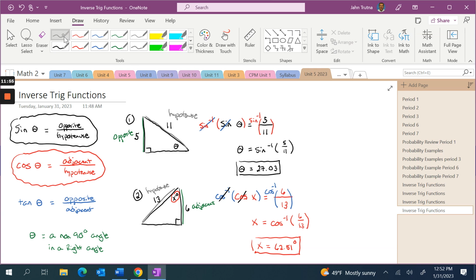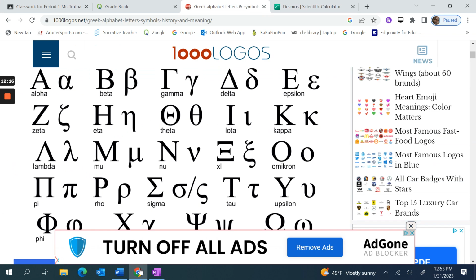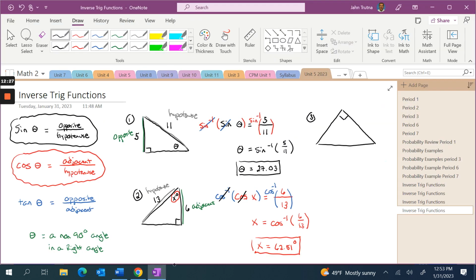All right, third example. In the third example, I have a right triangle, and I'm going to draw my right triangle like this right here. I'm going to use a Greek letter to represent one of the non-right angles of the triangle, the Greek letter beta, which in the lowercase version looks almost like a cursive B with a tail at the bottom left of it. So I'm going to put my beta symbol right here.